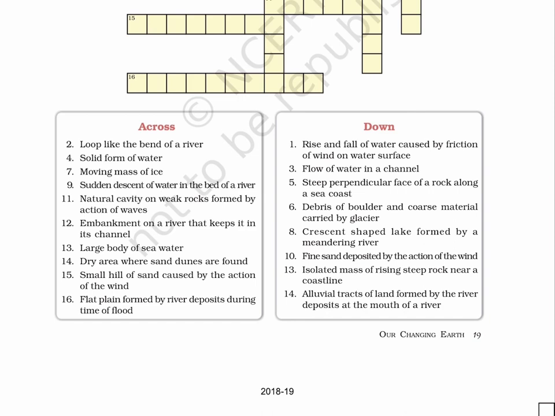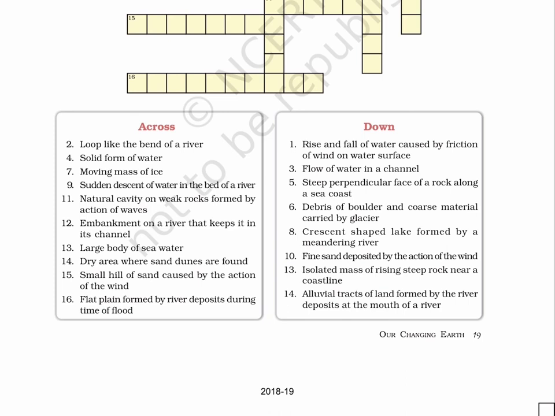13, large body of sea water. 14, dry area where sand dunes are found. 15, small hill of sand caused by the action of the wind. 16, flat plain formed by river deposits during time of flood. The second box has the heading Down and reads: 1.